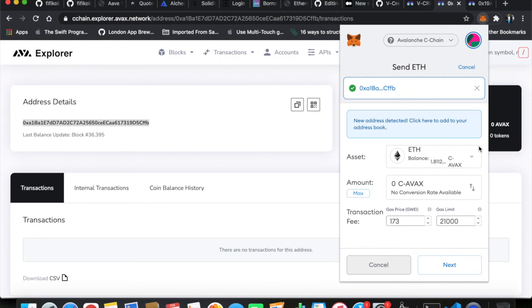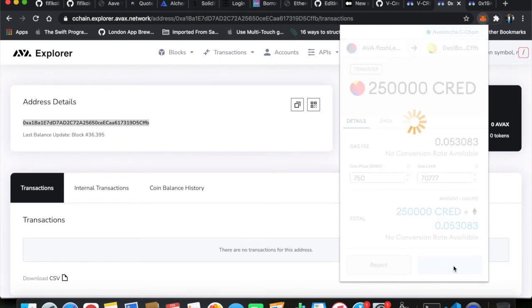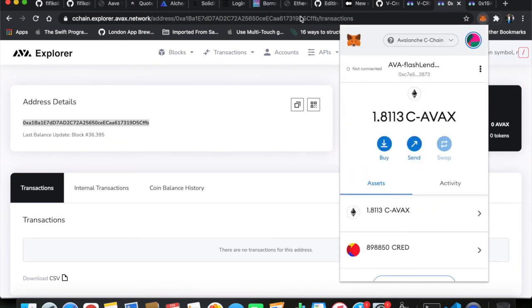As discussed in the previous screen, the first step in the process is for the lender to deposit in the lending pool contract, or the deposit pool contract. So let's use MetaMask. The lender in this case is a whale who has like 900,000 Cred. So let's assume that he deposits 250,000 Cred, and I'll keep a high gas fee. This money is now sent to the lending pool contract.